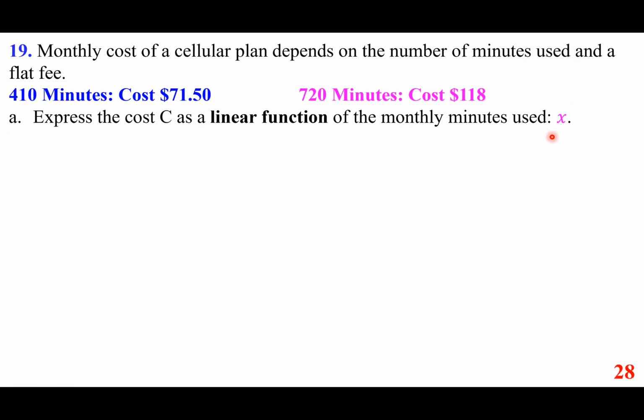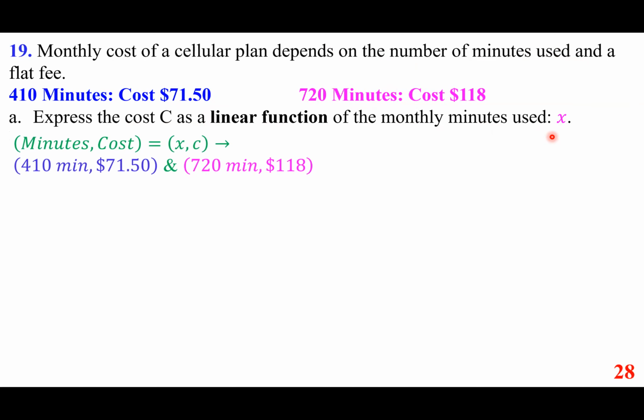So we have to write the x comma y, in this case, x comma C, where x represents the minutes and C represents the cost. So we have two pairs. x is the number of minutes, the independent variable. C is the cost. So 410 minutes cost us $71.50. 720 minutes cost us $118.